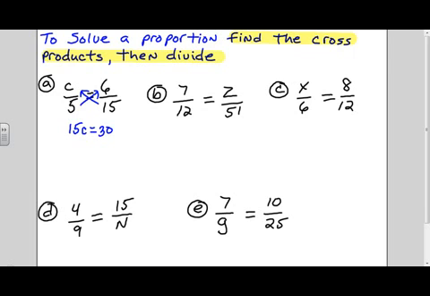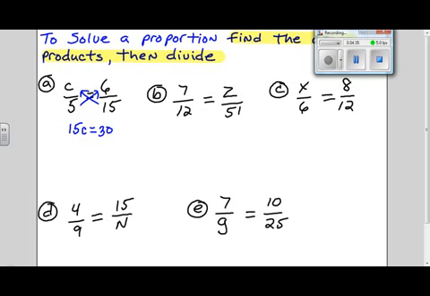Cross products are equal. Once again, we set the cross products equal to each other. When you do that, you have a one-step equation with multiplication. 15 times a number is equal to 30. I want to solve that one-step equation using the opposite operation, which is division. So I will divide both sides of that equation by 15. 15's cancel, and I'm left with c is equal to 2. So we're saying that 2 out of 5 is the same as 6 out of 15.